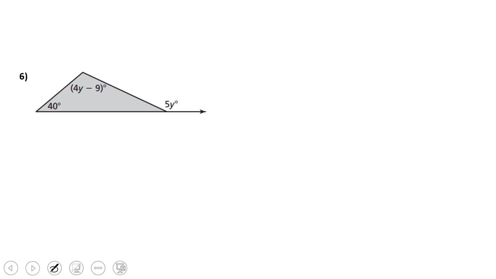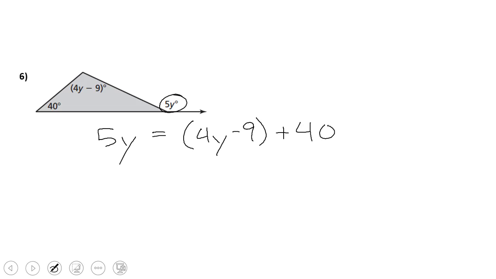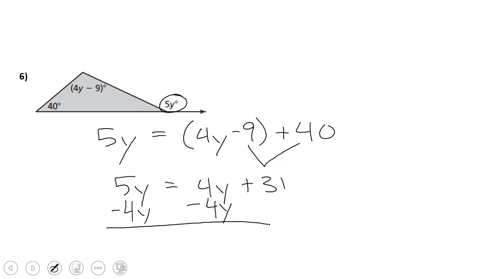Moving on. Last example. Oh, and trying to throw a little wrench in here and make it a little bit crazier by, again, taking this exterior angle, 5y, making it equal to the sum of the two non-adjacent interior angles, so 4y minus 9. And we're going to add to that the other one, 40 degrees. And we're going to combine like terms. Negative 9 and 40, so we have 4y plus 31 is equal to 5y. Then we're going to subtract the 4y to get them over on the other side. And we get that y is equal to 31 degrees.